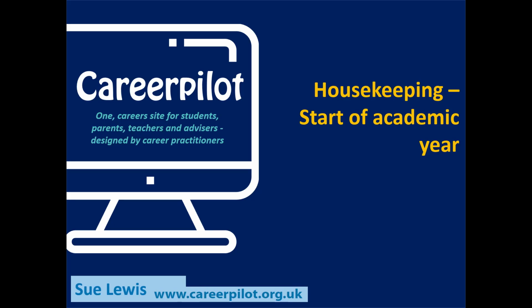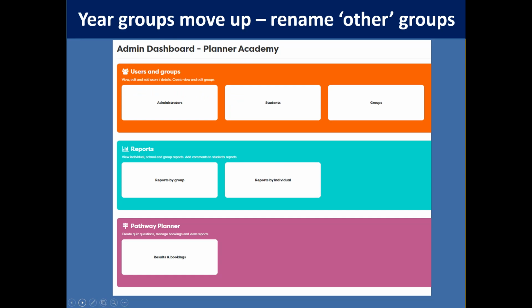I'm just going to run you through a few things about how you can do some housekeeping on Careerpilot at the start of the academic year. So number one, what's happened to all your year groups is they've actually moved up in the system. So if they were year 10 last year, they're now shown as year 11. But that isn't the case for any groups you created yourself. So I'm just going to explain how that works.